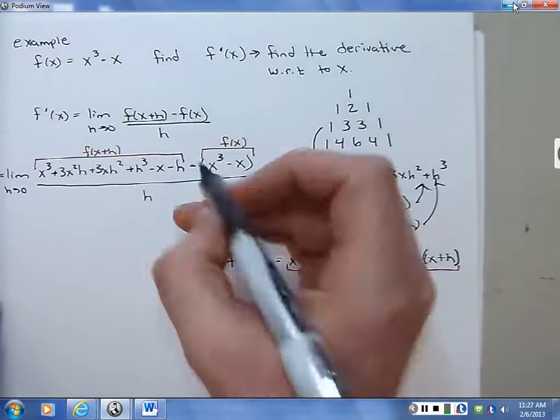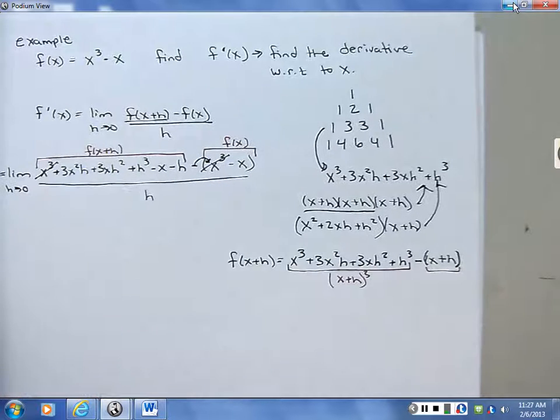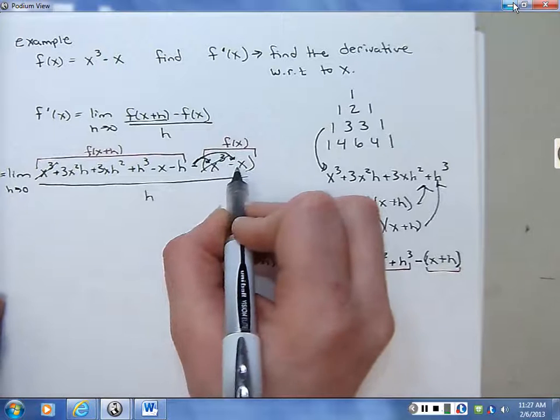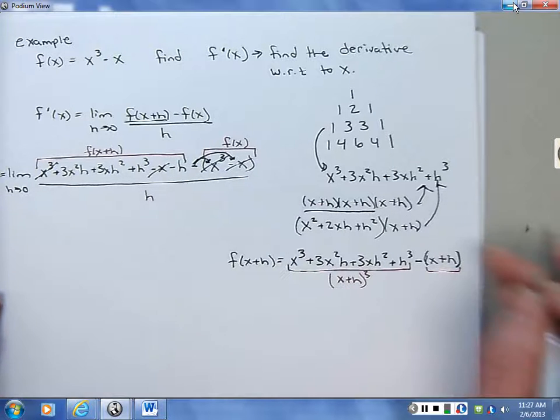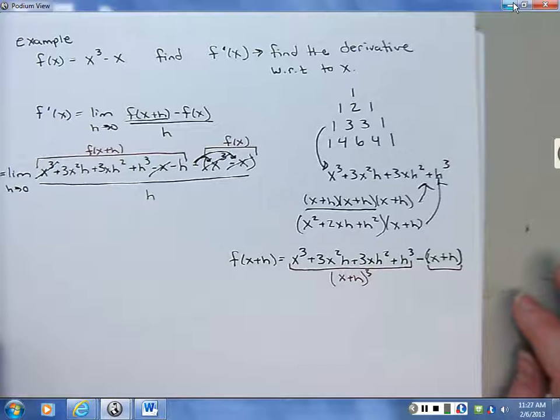So you see here, this negative x cubed would cancel with this positive x cubed. This negative of a negative x would be positive x, and that would cancel with this minus x. So all the terms I have left have an h in them. So I'm all on the right track. Can you see how that can be a good way to check yourself?